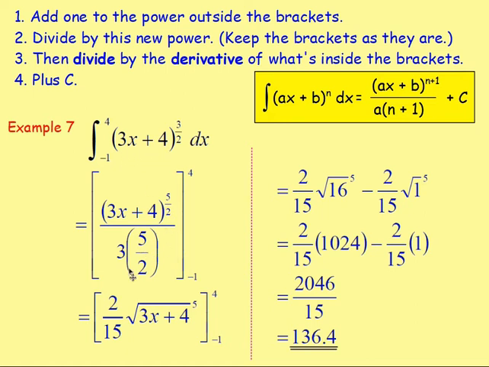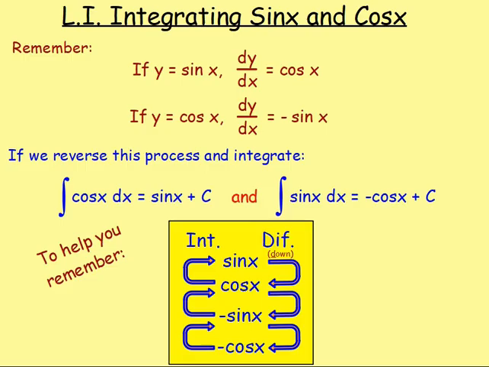Differentiate what's inside the brackets, divide by that as well, simplify it, and here we get 2/15 of the square root of 3x plus 4 all to the power of 5. But because we've got limits of 4 and -1, we've got square brackets, and we're then going to sub in the 4 and the -1. Sub in 4, sub in -1, you are subtracting them, and then you can get your answer.